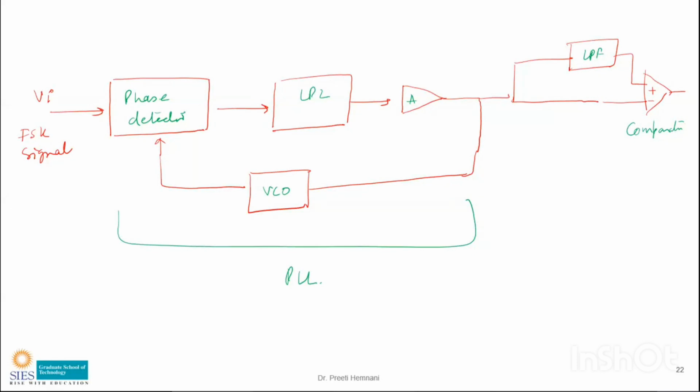There are two inputs. This is your output, and this is the reference output. Now what happens? You see, if the input frequency is FH, which is higher than the other frequency. There are two frequencies, FH and FL. Now for the input frequency, we are doing FSK demodulation, right? So when the input frequency is FH, this will be FH, right? And this is the reference output.